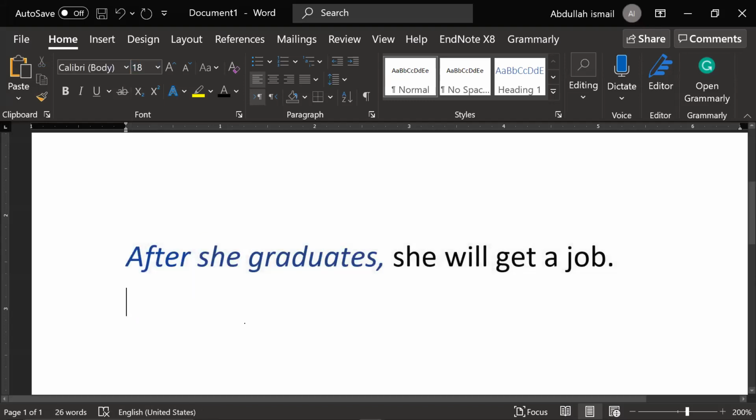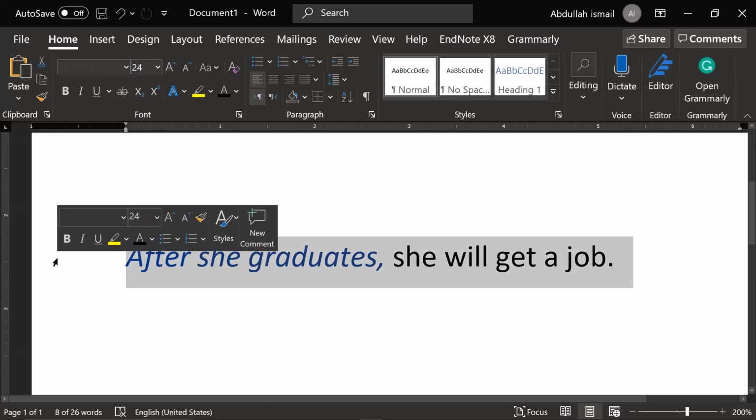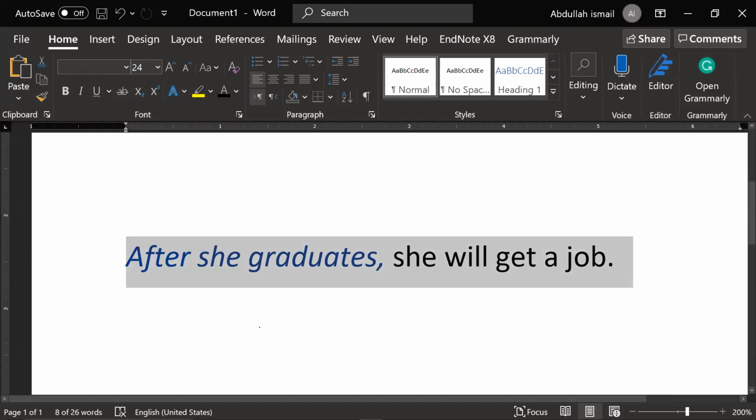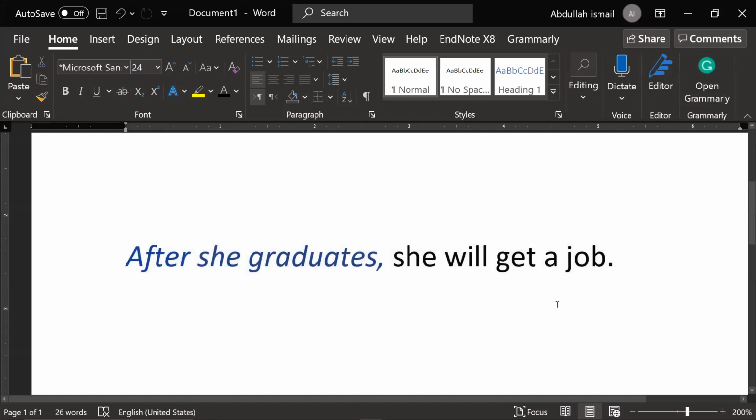طيب. After she graduates, she will get a job. هل لاحظت أن this is the main clause, it is a future, the verb is in a future form, okay? So this sentence talks about a future event. After she graduates, she will get a job. ممكن جملة تانية تكون زي هيك.